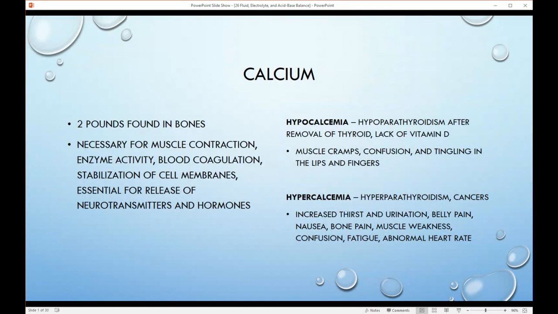Calcium, just fun fact, there's 2 pounds of calcium found within your bones. We need the calcium for muscle contraction, all of our enzyme activities, the release of neurotransmitters and hormones, right? Hypocalcemia, we could get that through hypoparathyroidism, after you might remove your thyroid, or even lack of vitamin D, because remember, we need that vitamin D in order to absorb the calcium. It can also be dietary. This can cause muscle cramps, confusion, and tingling in the lips and the fingers. And hypercalcemia means that we're having hyperparathyroidism or even some cancers. This will cause increased thirst and urination, belly pain, nausea, bone pain, muscle weakness, confusion, fatigue, and an abnormal heart rate.